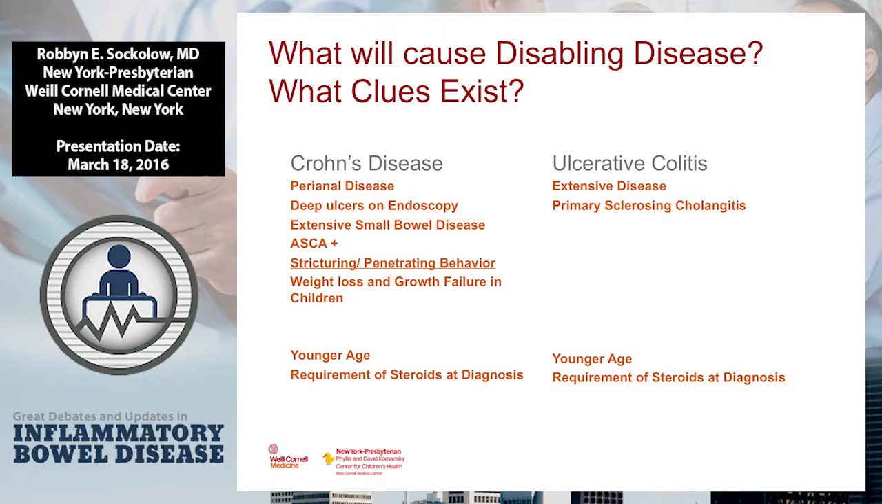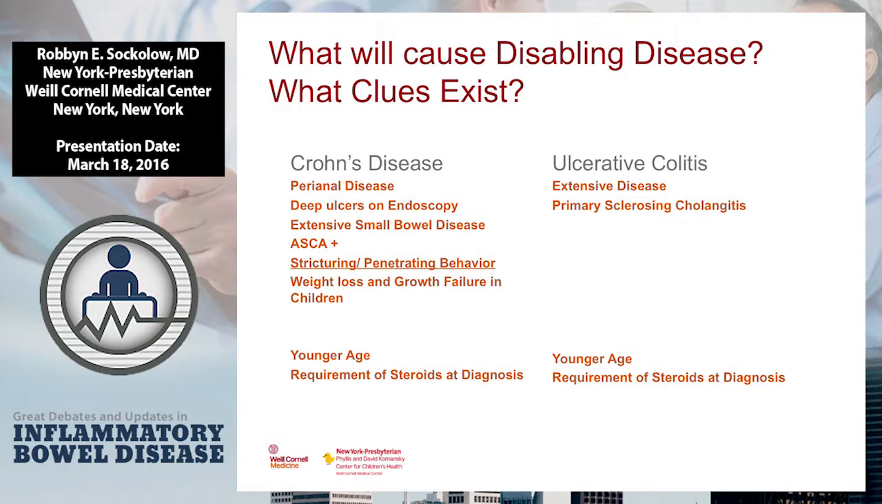If they have extensive small bowel disease, again, the importance of examining that small bowel, if not by typical imaging through something like a CT or an MRI, then even thinking about capsule endoscopy if need be. If they're ASCA positive, that is a patient who will more likely go on to an aggressive form. Anybody who presents with any type of stricturing or penetrating disease tells you that's the patient who may for sure go on to get some type of complication from their disease.